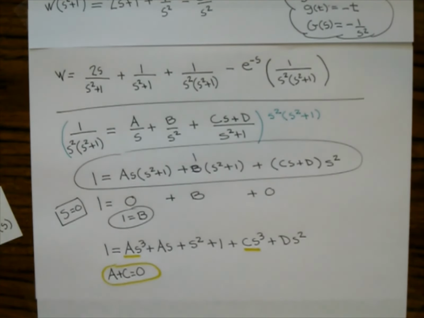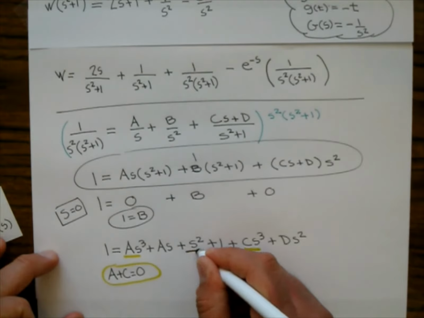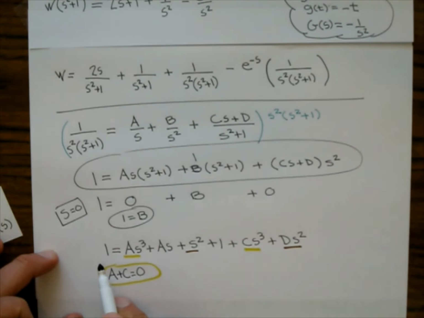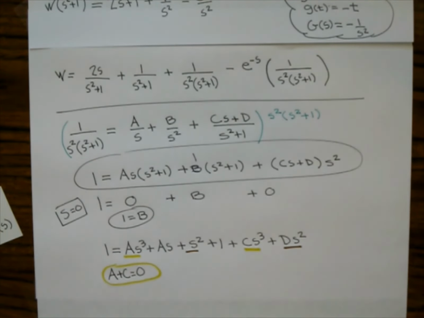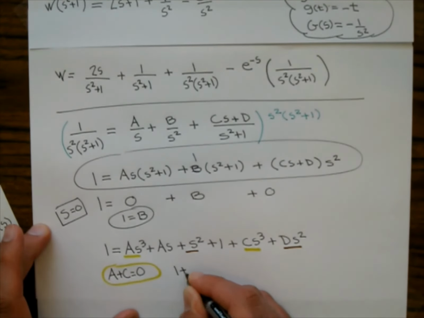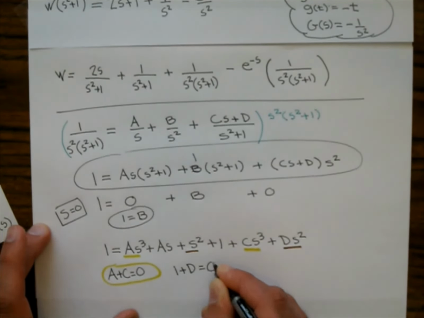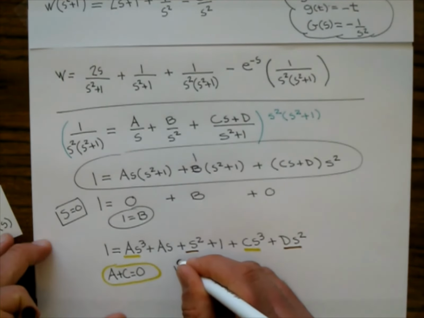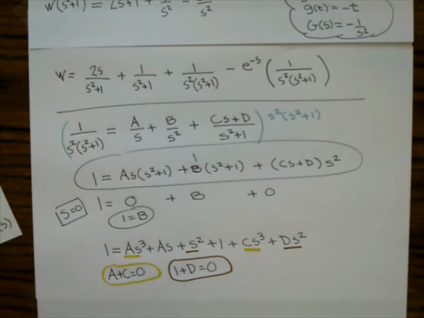Okay, now I'm going to look at my s squared terms. And the s squared on the left-hand side is 0 s squared. So look what I have here. I have 1 plus d equals 0. And that came from those guys there.